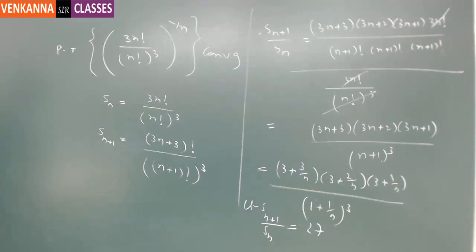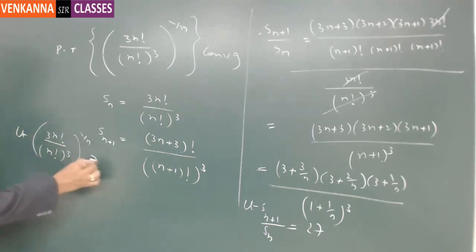Yeah. Now, as per the nth root Cauchy's theorem on limits, the limit of 3n factorial by n factorial whole cube, whole power 1 by n, is also 27. Since the limit exists, the sequence is convergent. That was the conclusion. Okay.